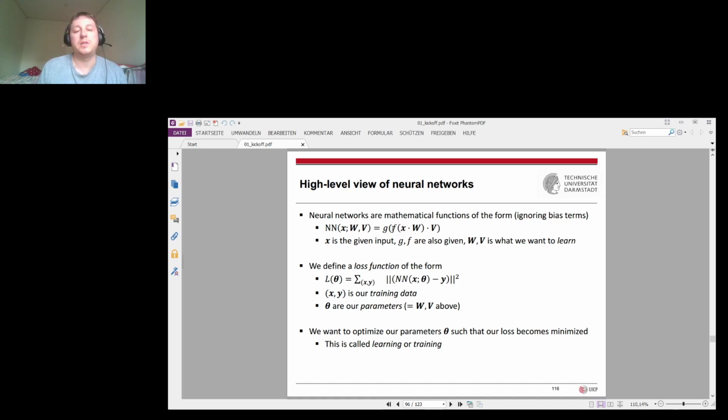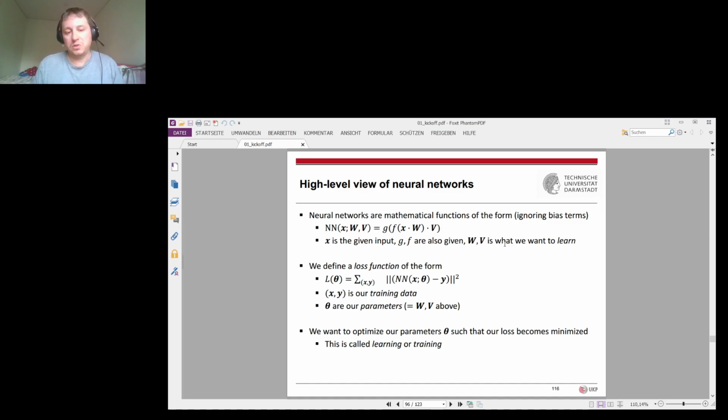They put a nonlinearity on top of that, and then they feed that into the next layer, and again put nonlinearities on top of that. And they could continue with as many layers as you wish. So X is the input, G and F are the activation functions, W and V is what we want to learn. So this is what we want to change such that our neural network becomes good.